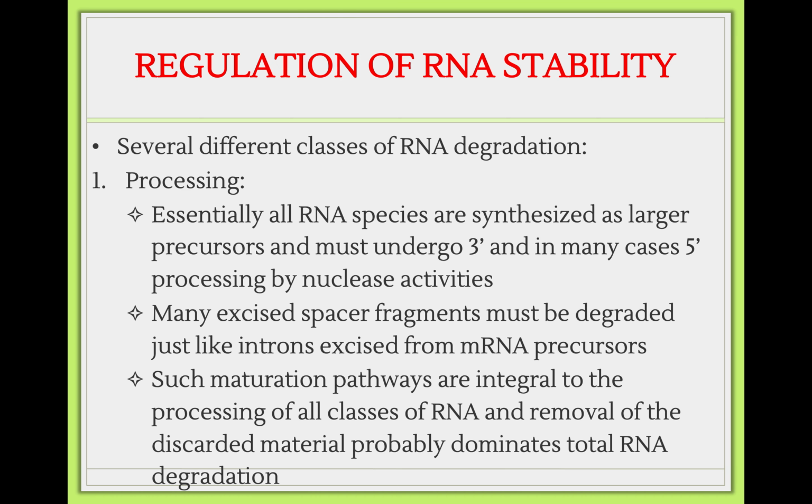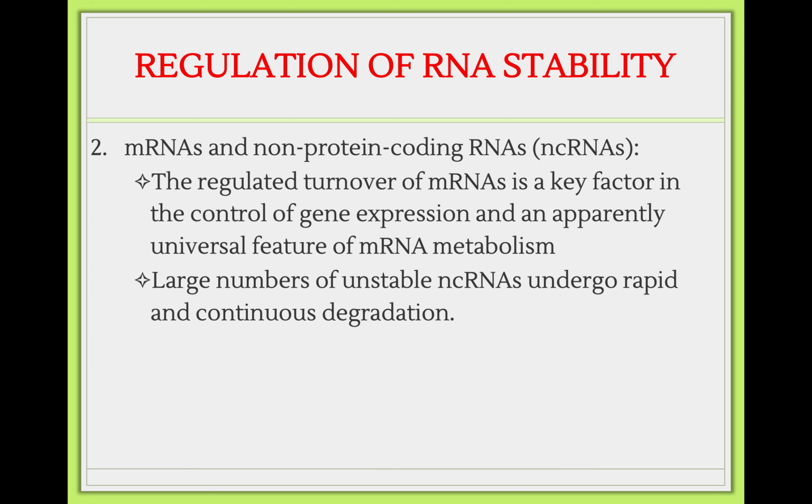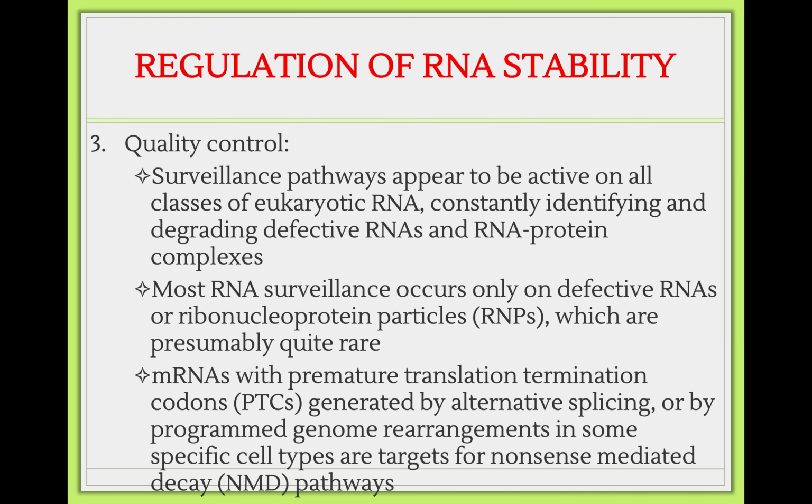Secondly, mRNAs and non-protein coding RNAs, ncRNAs. The regulated turnover of mRNA is a key factor in the control of gene expression. And of course, this is an apparently universal feature of mRNA metabolism, which is actually not really well understood. So large numbers of unstable ncRNAs, non-protein coding RNAs, basically undergo rapid and continuous degradation. The third is quality control.